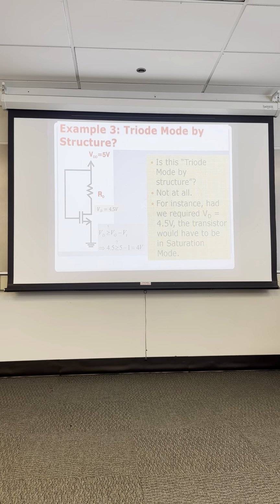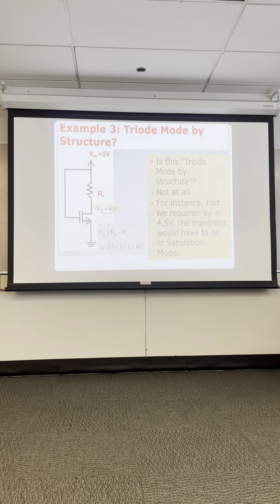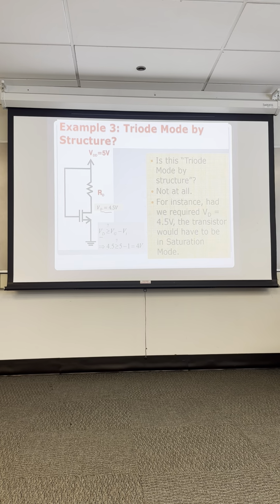And a note here, if we had declared the drain voltage to be 4.5 volts, then we would have checked is the drain voltage greater than the gate voltage minus the threshold. Is 4.5 greater than or equal to the gate 5 volts minus 1 volt, which is 4 volts? And this is false. So this circuit would be in saturation. And now you're ready to solve it for that.